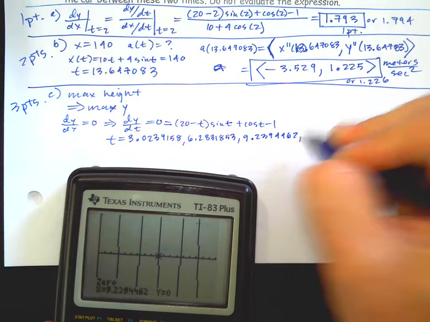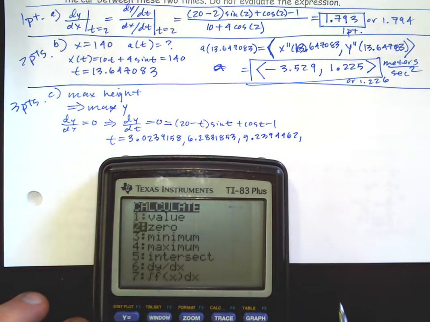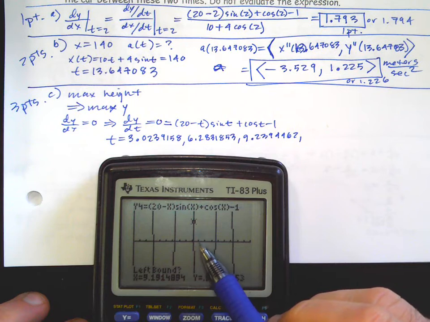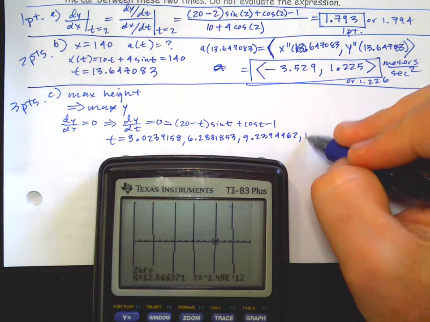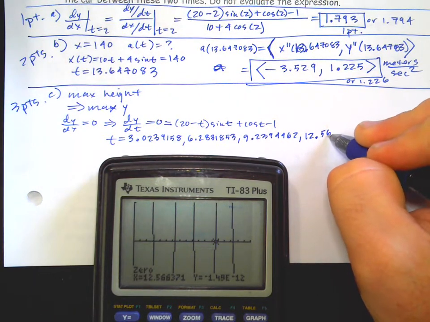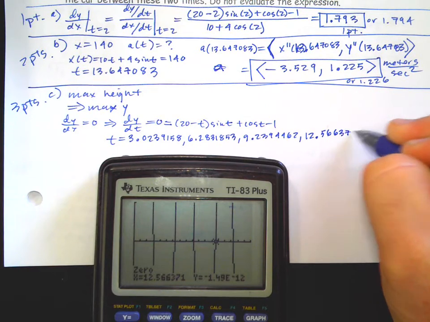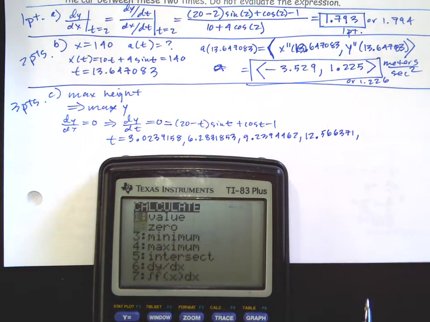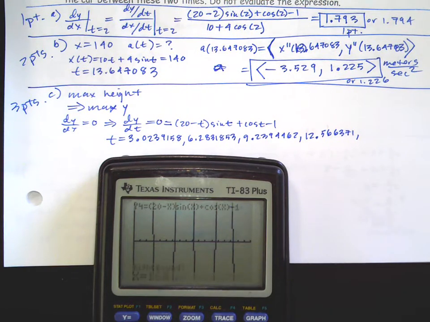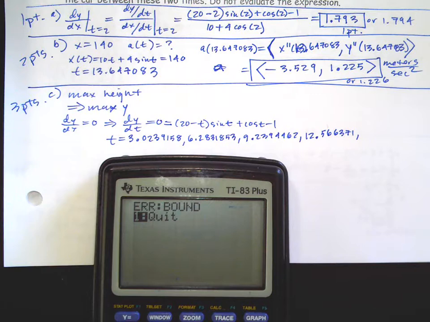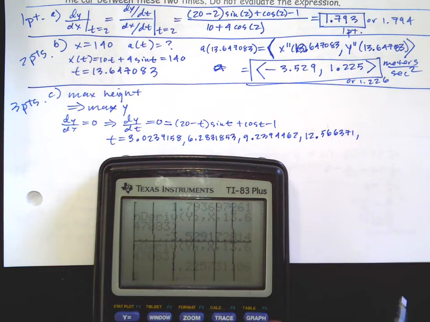9.2394462. Next one, so I can calculate 0. Looks like it's around 12 and a half. Let's say 12 to 13, guess 12.5. 12.5666371, and then one more so I can calculate 0. It's around 15 and a half, so 15 to 16, guess 15.5.